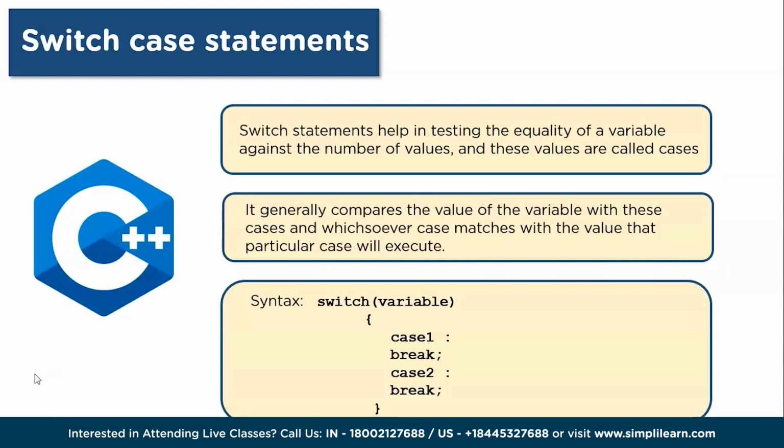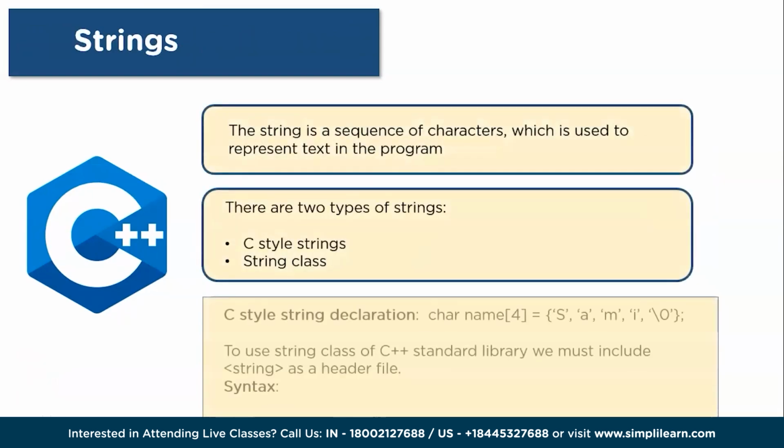Now coming to strings in C++. A string is a sequence of characters. They are used to represent text in the program. There are two types of strings: C-style strings and string class.